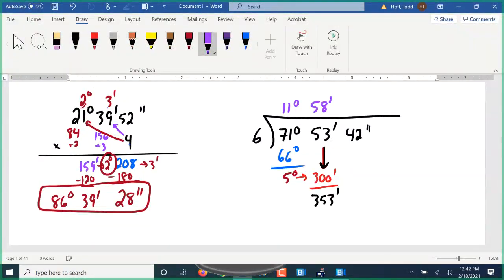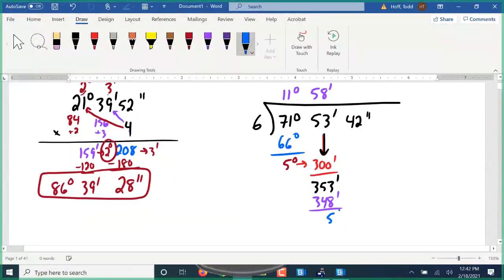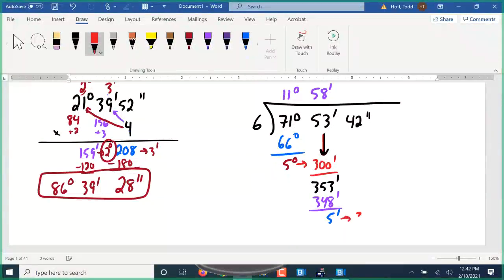58 minutes. 6 times 58 is 348 minutes. We subtract, there is, once again, 5 minutes left over. We turn that into seconds. 5 times 60 would be 300 seconds. I bring down the 42. That's 342 seconds. Six goes into 342 exactly 57 times. That's 11 degrees, 58 minutes, 57 seconds.